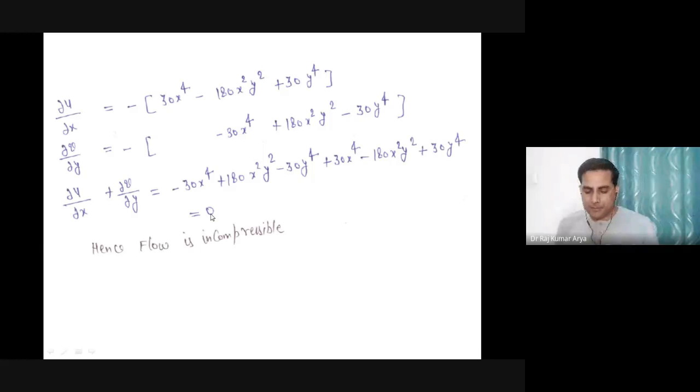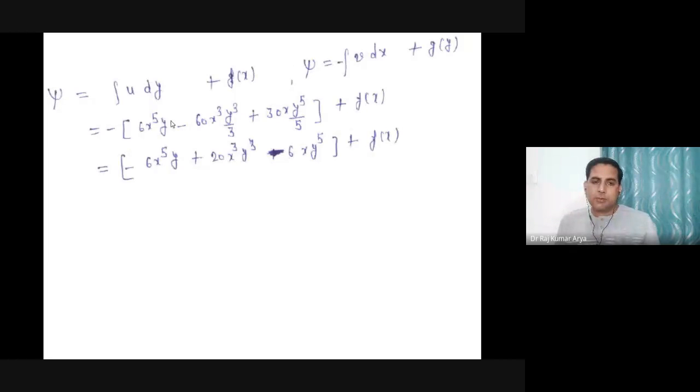So the next part is to find the stream function. For the stream function, you already know that u is del psi upon del y. You already know the expression of u. Integrate that, so your psi is given that way. One part of psi would be integral of u dy, because u is del psi upon del y. Integrated with respect to y, you will get a function of x. So this is one of the expressions of psi.